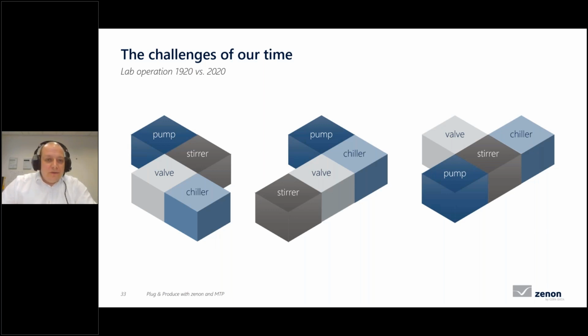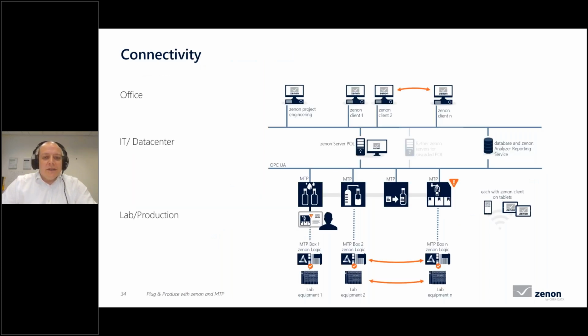Let's have a basic overview of the architecture we implemented to cope with these demands. Basically, we have 3 levels. We have the xenon pole in the center, we have the modules and equipment below, and the project engineering stations and clients are shown on top here. And to complete this picture, we also have the reporting services, which are here on the right.